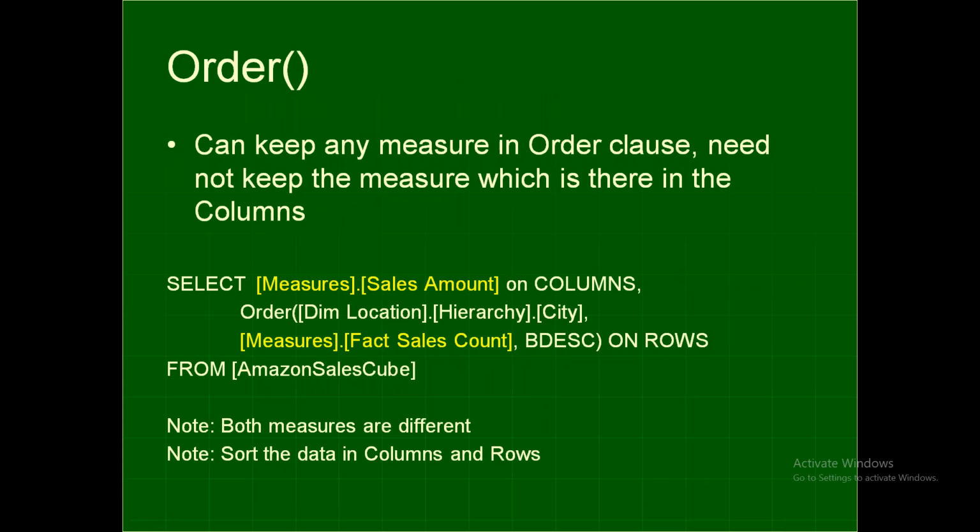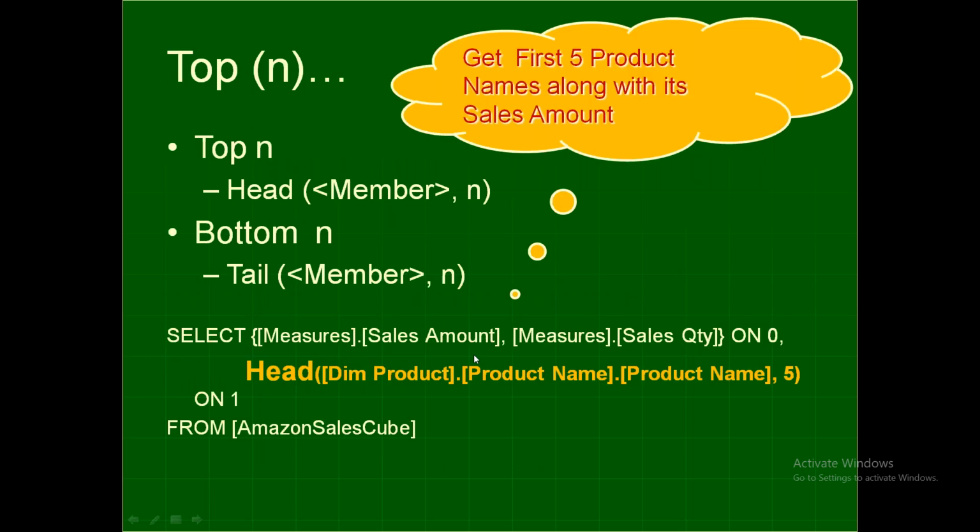Now, you can keep any measure in the order clause, you need not keep the measure which is there in the columns. I told you, right? I'm using sales amount here, but I'm planning to sort the data based on the quantity sold. This we have already seen. Now, I wanted to get top n rows. For example, sometimes people would ask, I want the first five rows or last five rows, like that, I would like to see the sales. So we can use head, and head of five means it is going to give you the first five rows, not top five rows, first five rows in a given table.